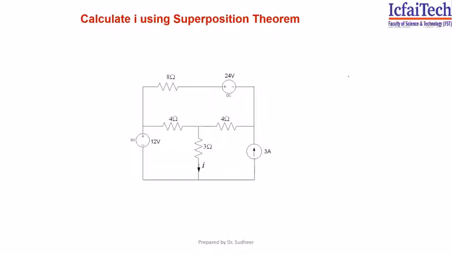So how many circuits do we need to draw? We need to draw 3 circuits. First circuit, considering only 12 volts at a time, then replacing the 24 volts with a short circuit and the 3 amperes with an open circuit.